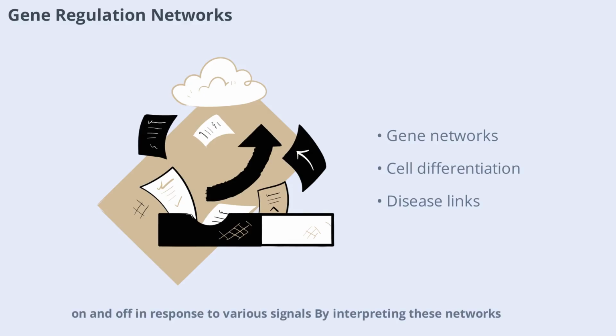Gene regulation networks describe how genes are turned on and off in response to various signals. By interpreting these networks, scientists can understand how cells differentiate, respond to stress, and maintain balance. Disruptions in gene regulation are linked to many diseases, including cancer.